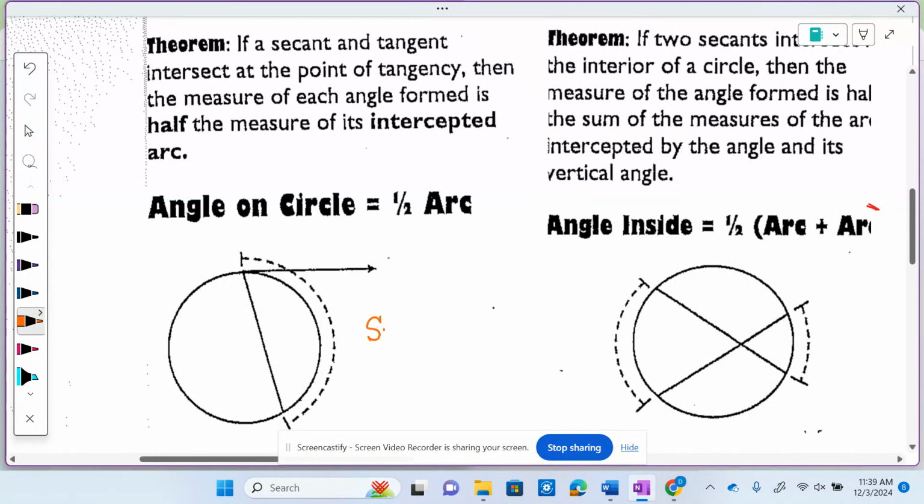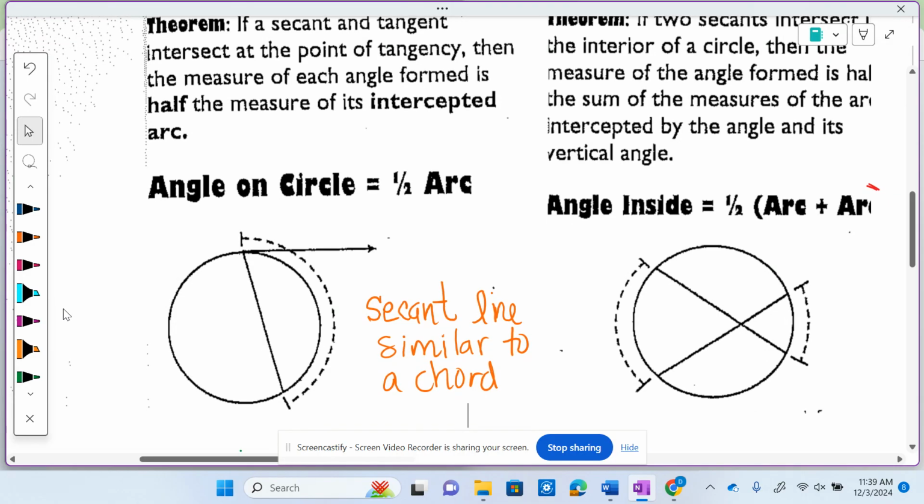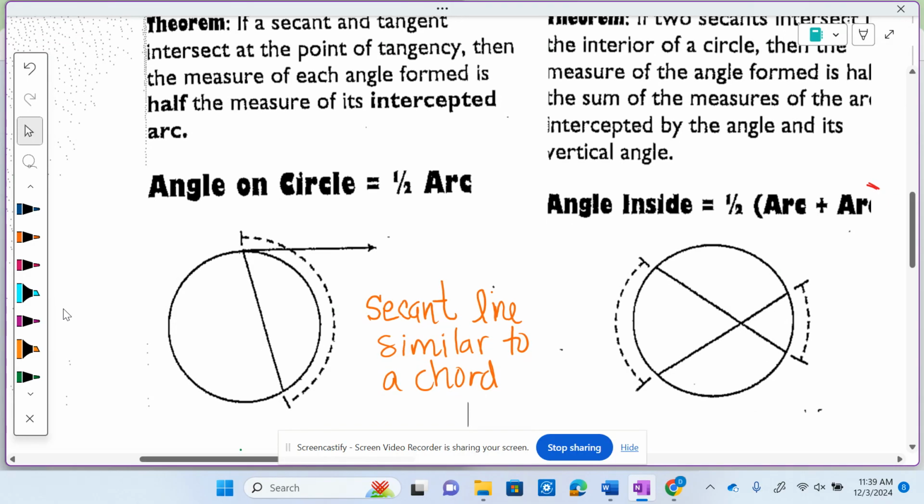A secant, we did this on a sorting activity, is a line similar to a chord. Do you guys remember when we did that sorting activity with pieces of a circle? So a secant is similar to a chord.